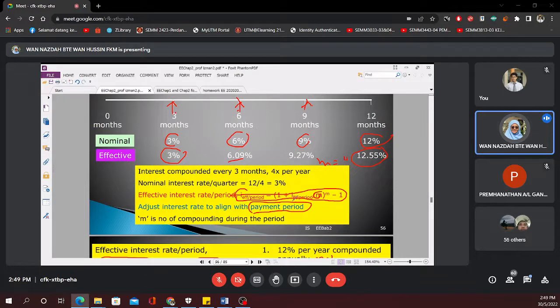So to determine the interest effective, over the period of 1 year, this is the formula. M is actually the number of times the interest has been charged in your calculation. In this problem, 4 times. So M equals to 4 lah.